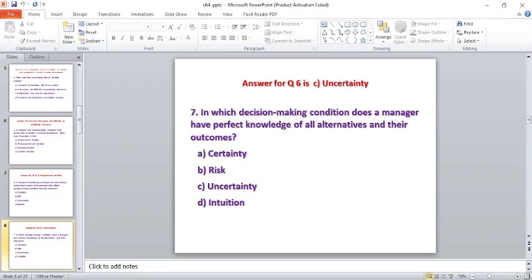Question number 7. In which decision-making condition does a manager have perfect knowledge of all alternatives and their outcomes? A. Certainty. B. Risk. C. Uncertainty. D. Intuition. The answer for question number 7 is A. Certainty.